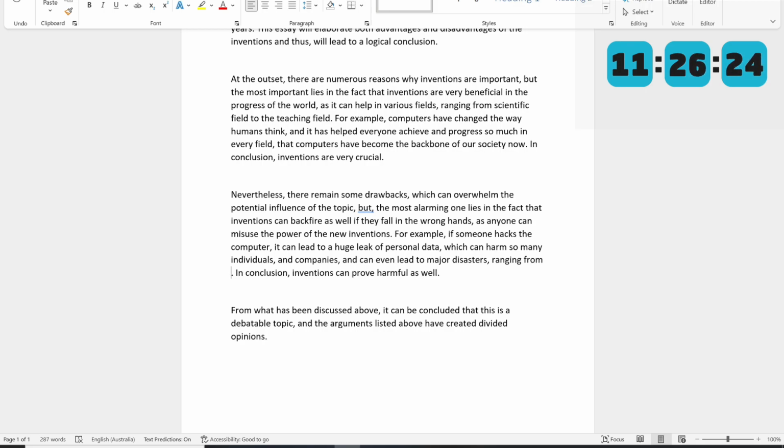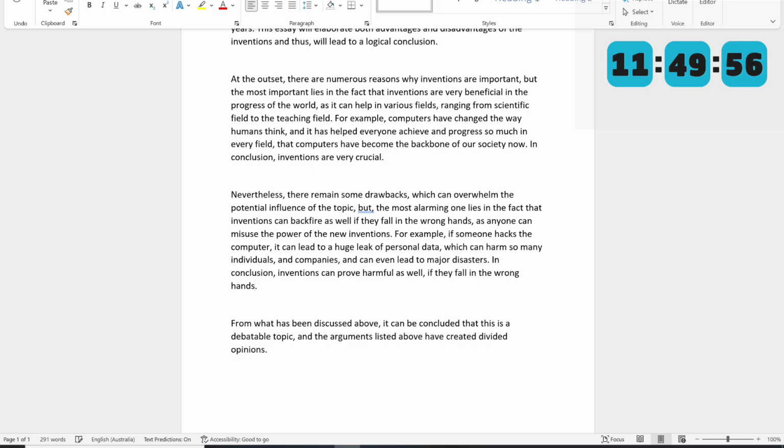ranging from... or let's say, let's just keep it like that, and can even lead to major disasters. In conclusion, inventions can prove harmful as well if they fall in the wrong hands.